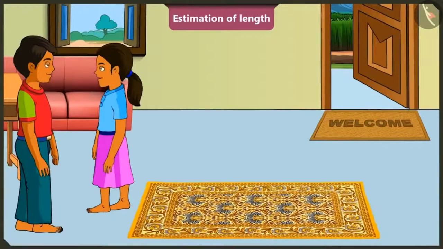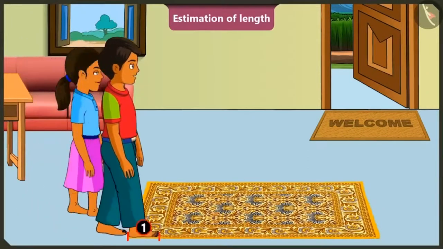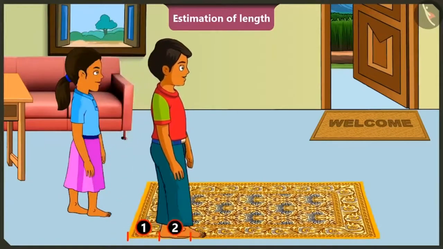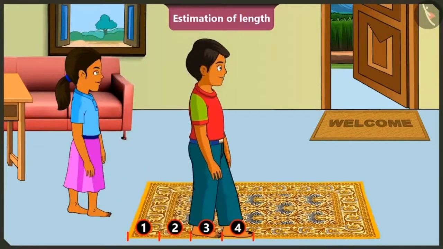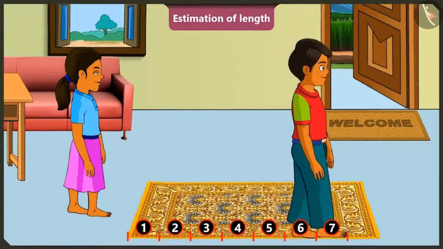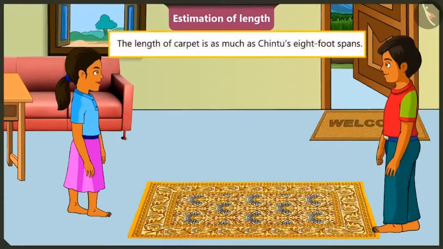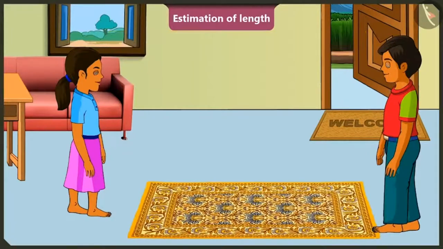Now, let me show you a magic. Magic? Yes. Now I will measure this carpet with my feet. 1, 2, 3, 4, 5, 6, 7, and 8. Hey, the length of this carpet is only 8 feet. Brother, length of this carpet has been reduced by your magic.